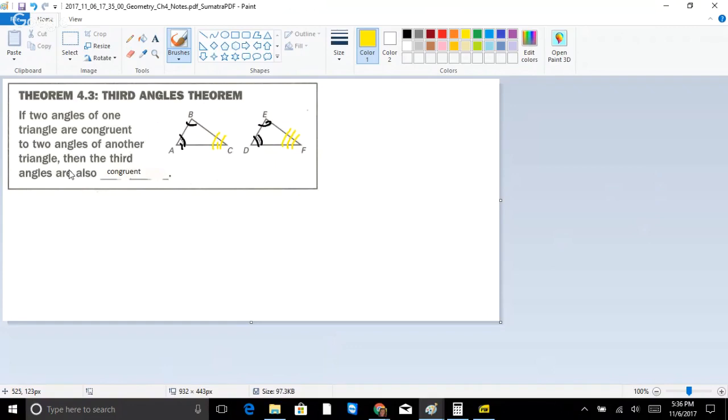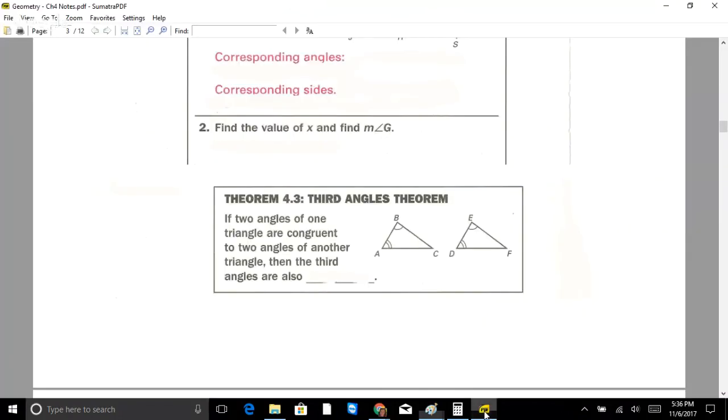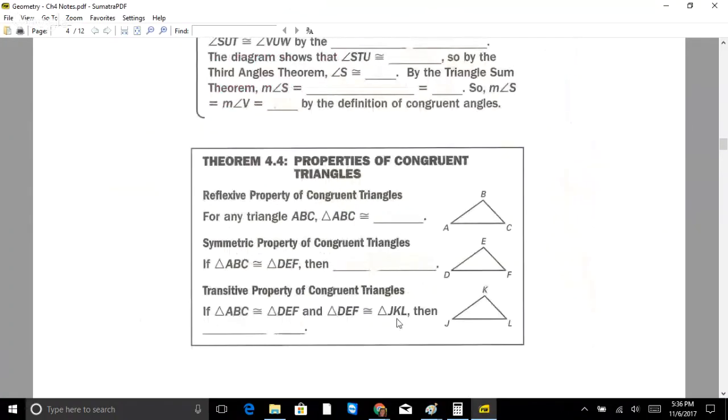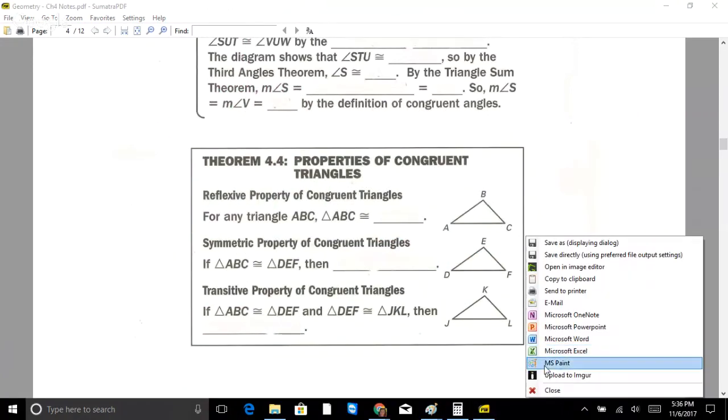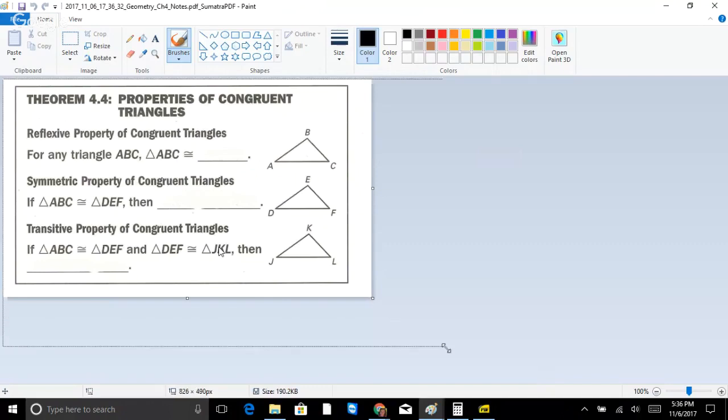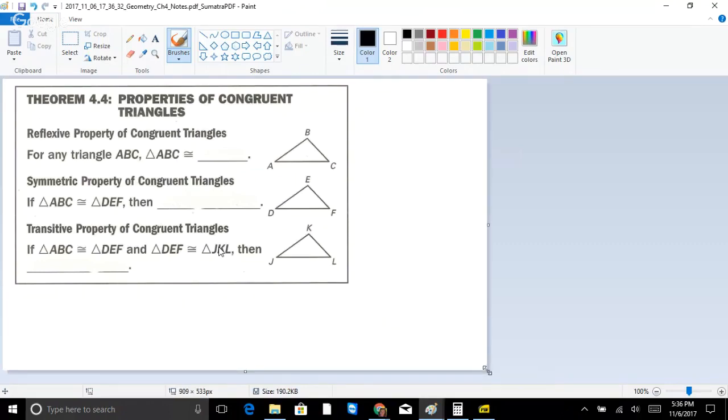So you just basically need the fact that two angles are congruent to each other to show that they are congruent. Okay, and then, but wait, there's more. While you have your theorem sheet out, we have theorem 4.3, and then we'll go back and do example 4. Okay, theorem 4.4. These will look very familiar, especially if you're studying for chapter 3 stuff. We have properties of congruent triangles. So here we have 3 triangles. We have A, B, C, D, E, F, and J, K, L.